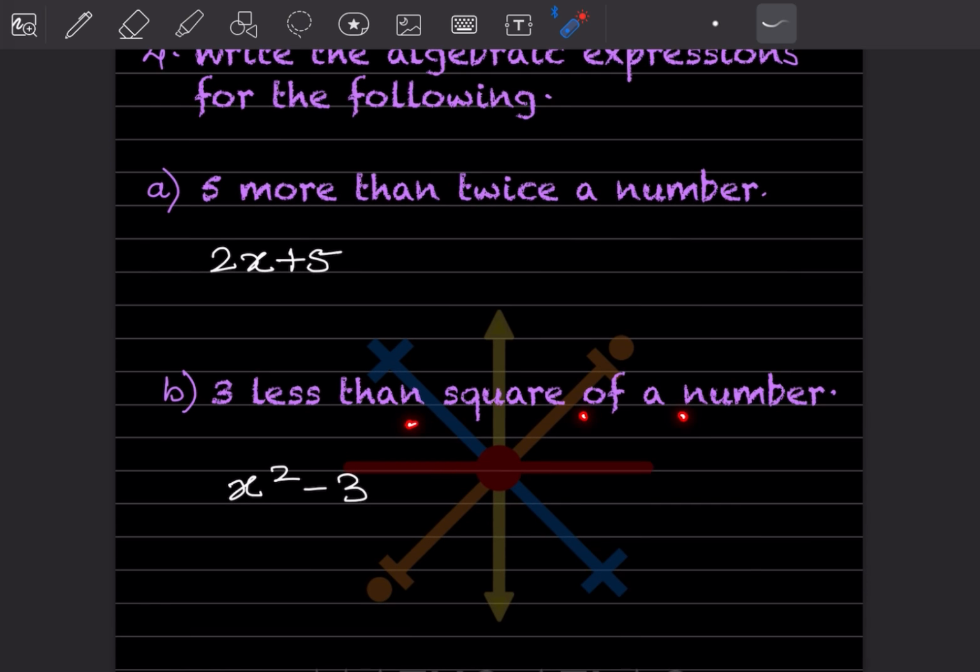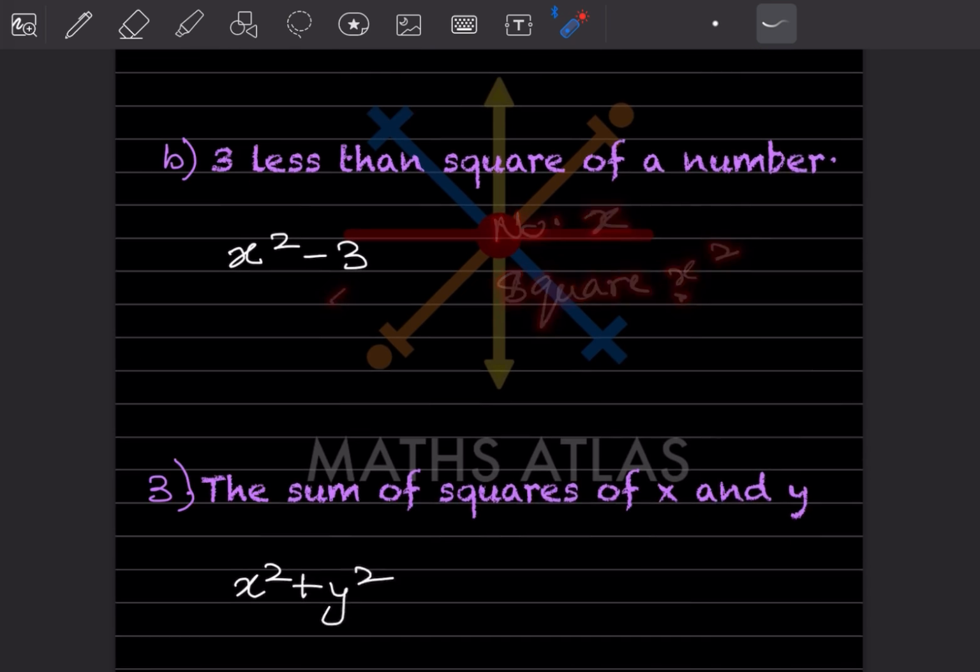3 less than square of a number. Let the number be x. If you take the square of it, it is going to be x square. So 3 less means x square minus 3.